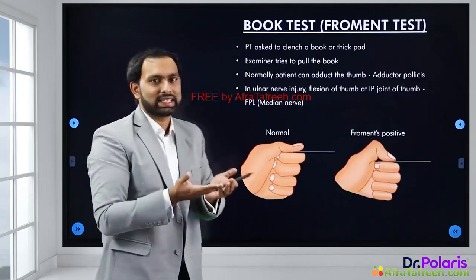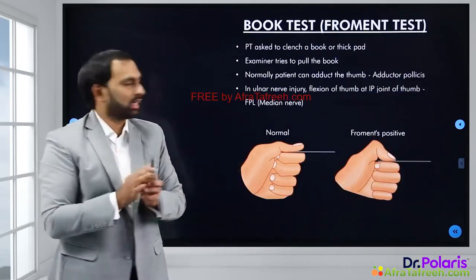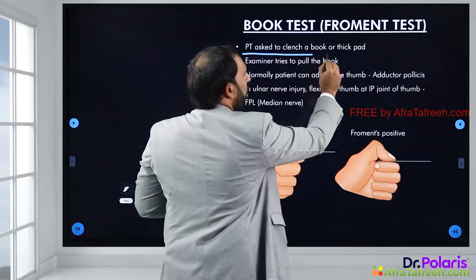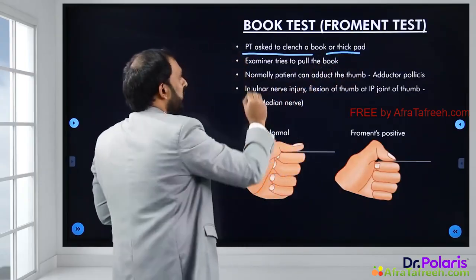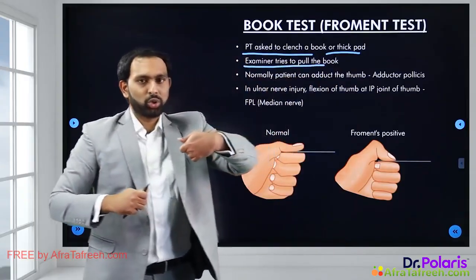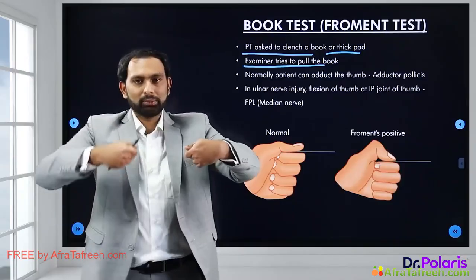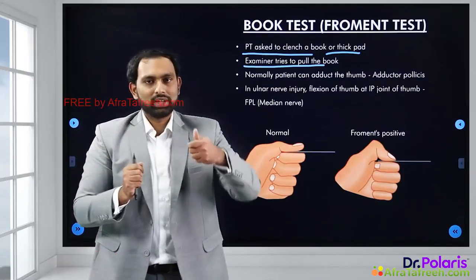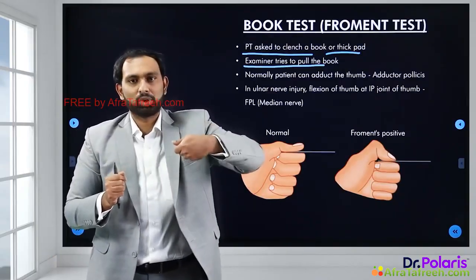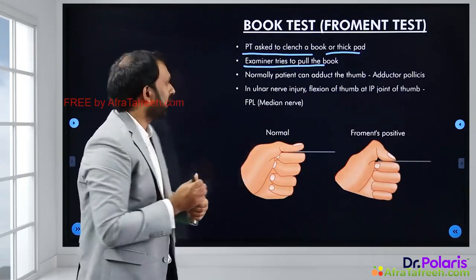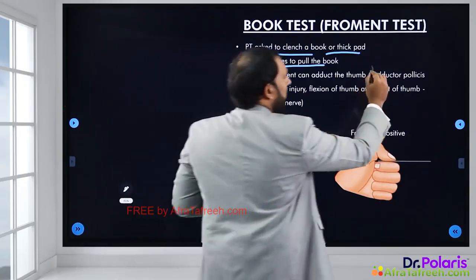Now coming to the second test that we can do, that is a book test. So in a book test, we ask the patient to clench a book or a thick pad, and at the same time, the examiner tries to pull the book away. So you ask the patient to hold a book and at the same time, you should try to pull that book away from his hand. So when you do that, the patient will try to clench that book or grip that book hard. And this clenching action is mainly done by the adductor pollicis muscle.